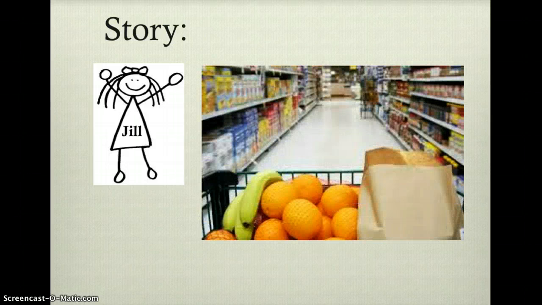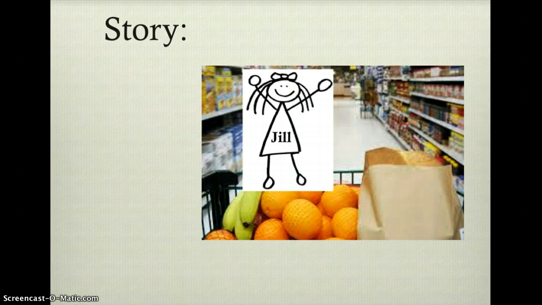Story number 1. There is a girl. Is there a girl? Yes, there's a girl. There is a girl. Great job. Her name is Jill. What is her name? Her name is Jill. Jill goes to the store. Where does Jill go? Jill goes to the store. That's right. Jill goes to the store.